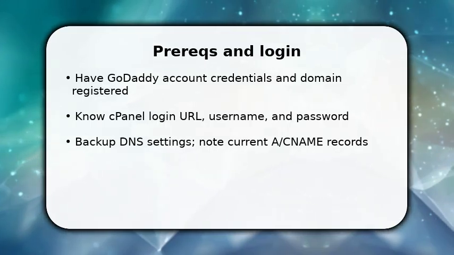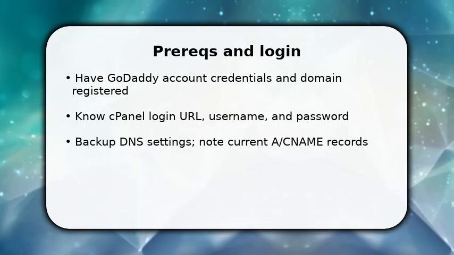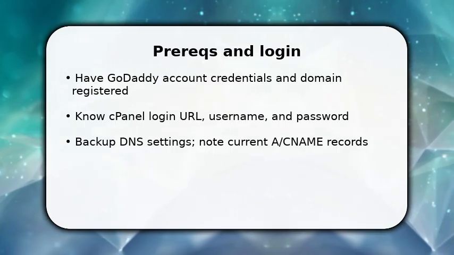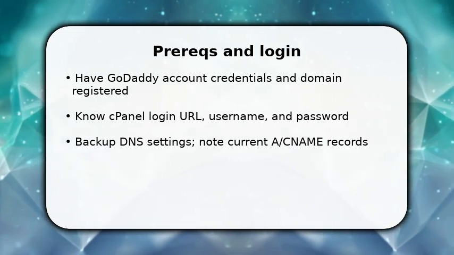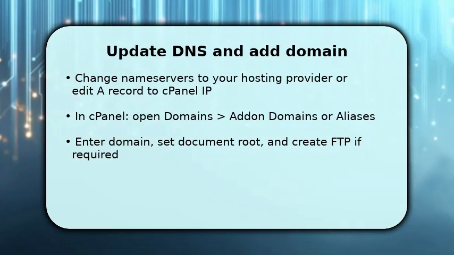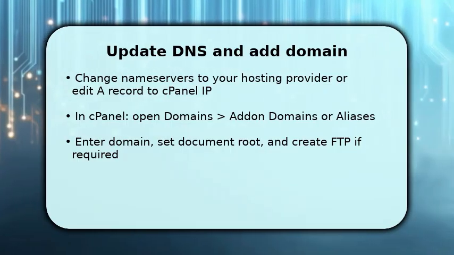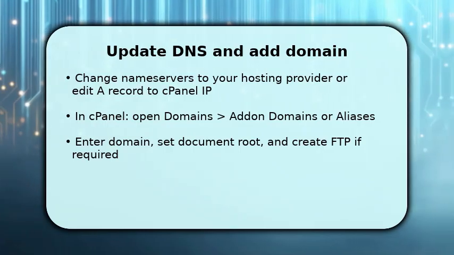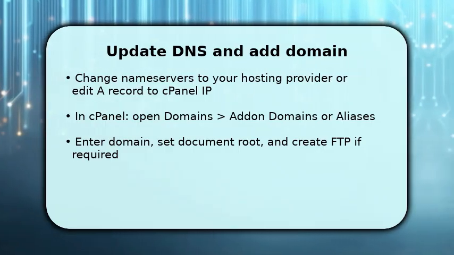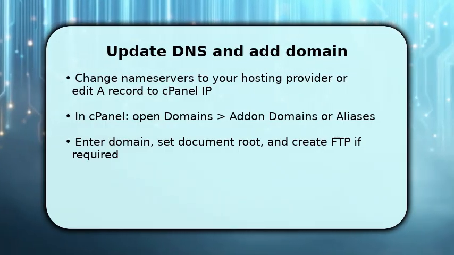Now navigate to GoDaddy's DNS settings for the domain you want to add. This first step prepares everything so you can connect the domain to your cPanel hosting smoothly. Next, update DNS. Either set the domain's name servers to your hosting provider or edit the A record to the cPanel server IP. Propagation can take up to 48 hours, but often completes sooner.